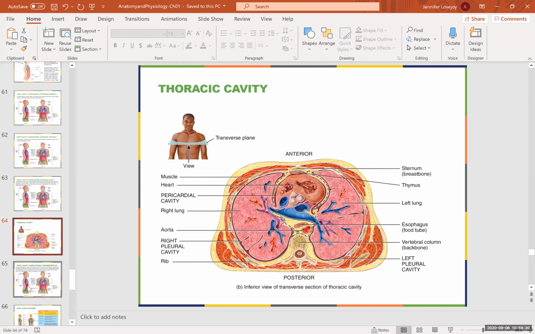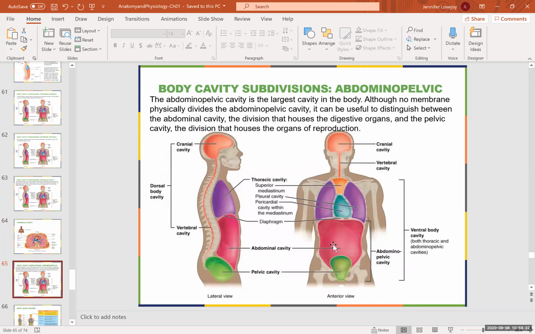Okay, so let's finish with cavities. So then the abdominopelvic cavity, this pink and green, that's really considered one cavity. There's no dividing membrane between them, no tissues to divide them, but they house different pieces. So in the abdominal cavity, we get a lot of our digestive organs. In the pelvic cavity, we have a lot of our reproductive organs.